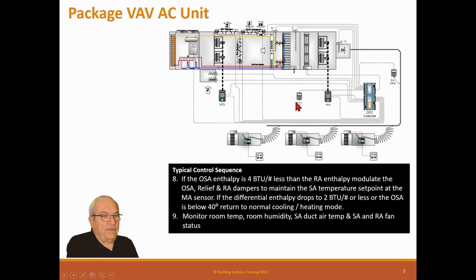Now here's the economizer, and this happens to be an enthalpy economizer. You'll notice it has humidity sensors and temperature sensors in the return air. It has temperature and humidity in the outside air, which is normally coming in from a global point, and it watches that for the economizer. So if the outside air enthalpy is 4 BTU per pound less than the return air enthalpy, modulate the outside air, relief and return air dampers to maintain the supply air temperature set point of the mixed air sensor. If the differential enthalpy drops to 2 BTU per pound or less, or the outside air is below 40 degrees, return to normal cooling and heating mode. So this is running the economizer.